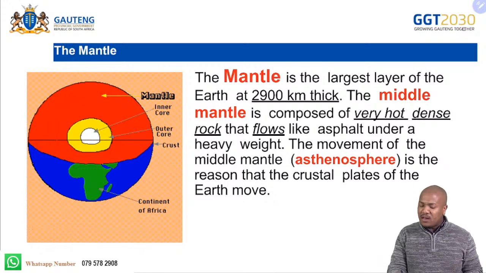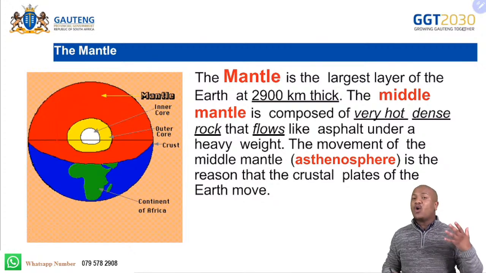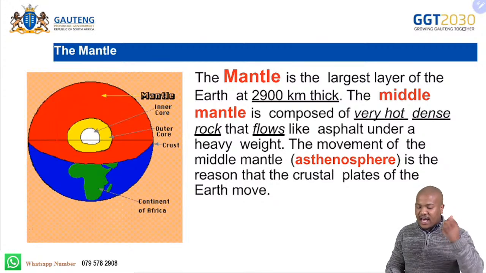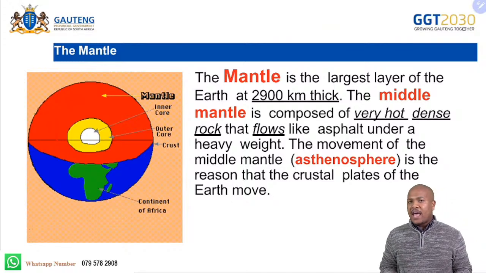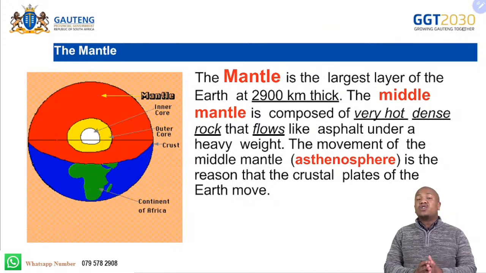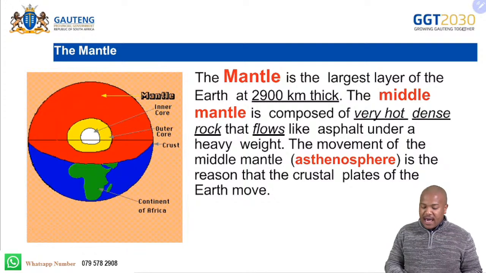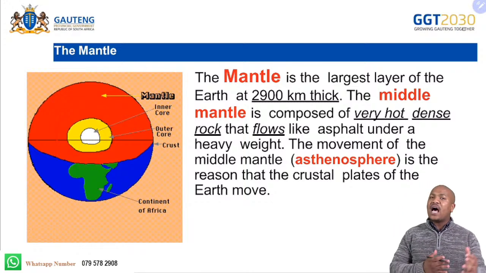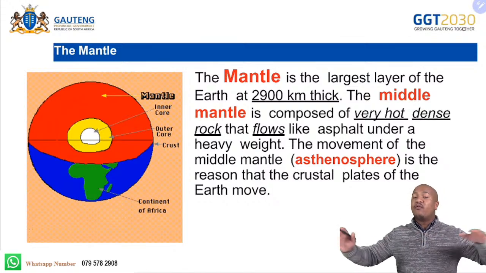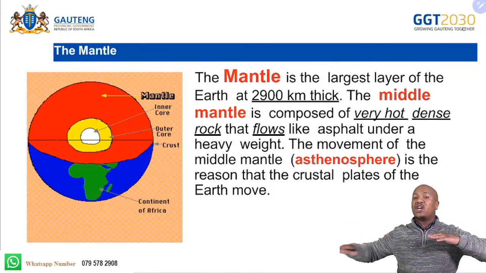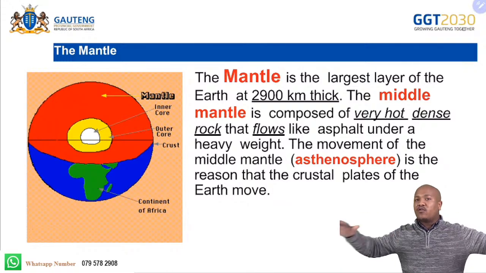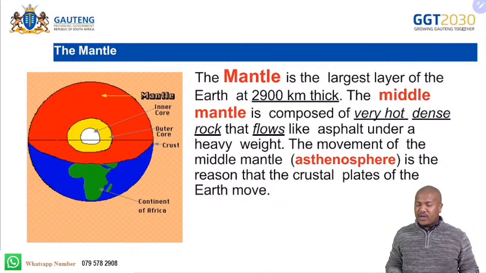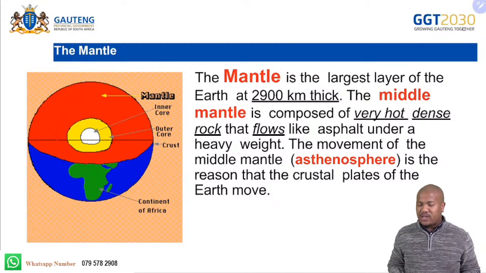And also, the middle mantle is composed of what? Of very hot, dense rock that flows like asphalt under a heavy weight. And the movement of the middle mantle, which is also known as the asthenosphere, is the reason that the crustal plates of the earth move. As I have said to you, the mantle is the one that allows the tectonic plates to move around or to move away from each other so that the continents as well drift away from each other. Are we together? So it enables continental drifting as well, which we're going to talk about in a later grade.